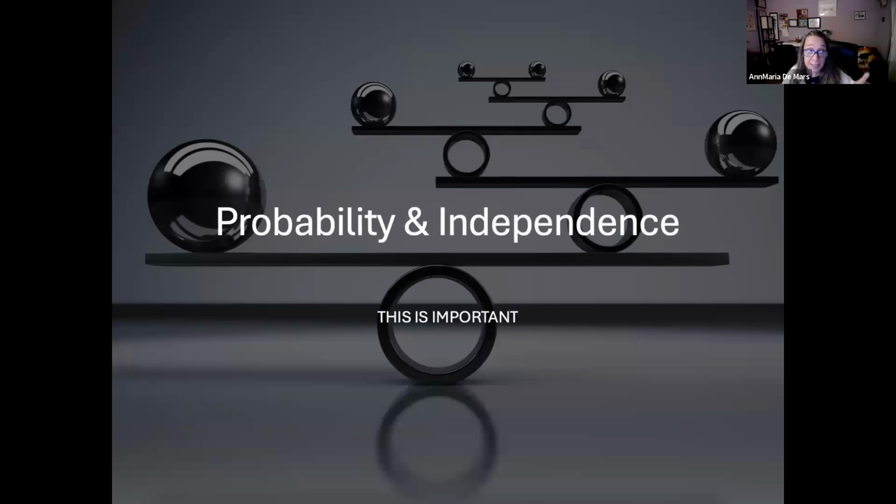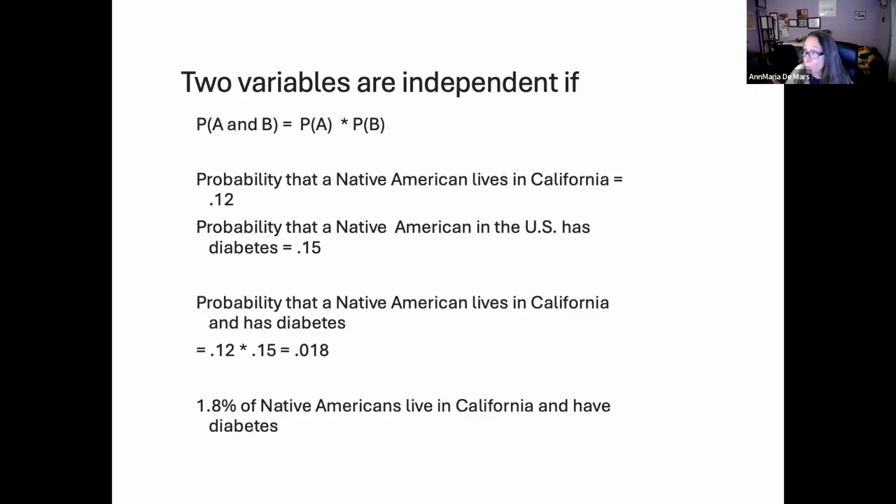Probability and independence. This is important. It comes up a lot. Two variables are independent if the probability of A and B both occurring is the product of the probability of A times the probability of B.